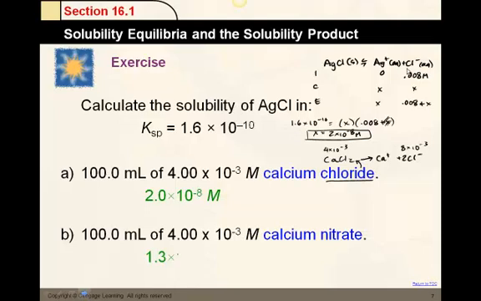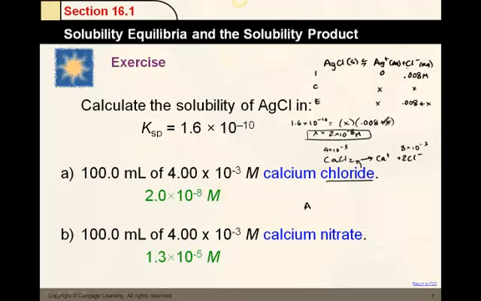Now, how would the solubility change if we had a different substance, calcium nitrate. Well, I guess we will see, because they're giving the answer. Now we can see that the answer is 1.3 times 10 to the negative 5. So why would that be the case?